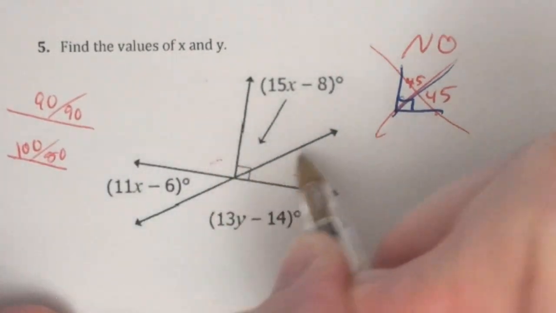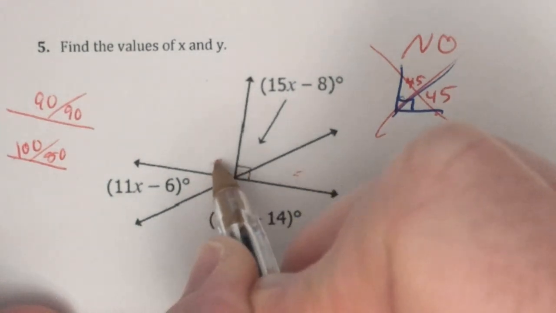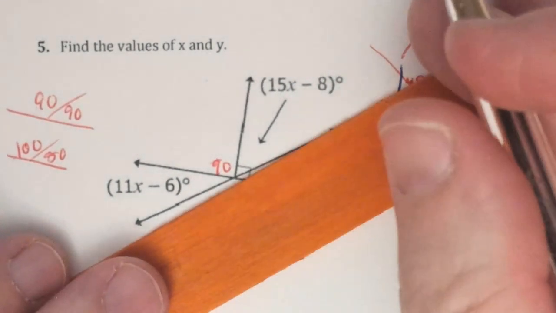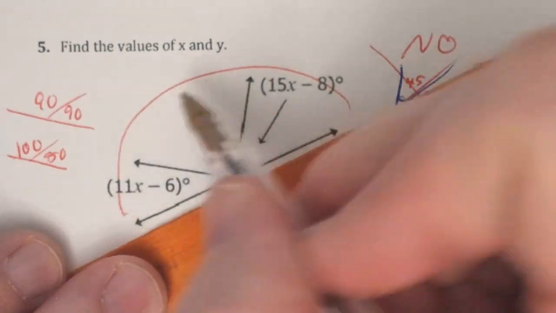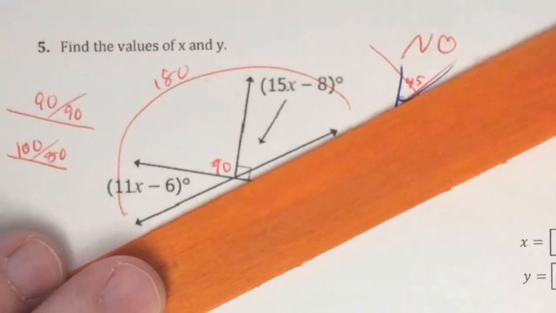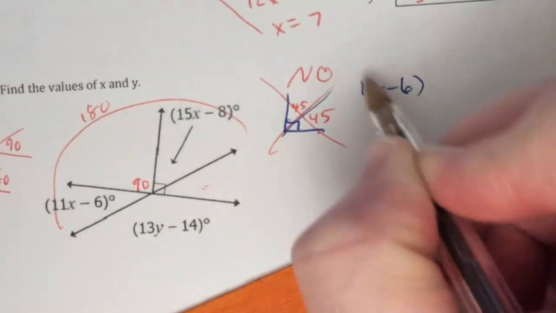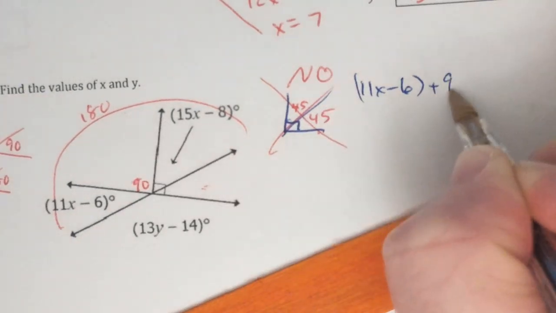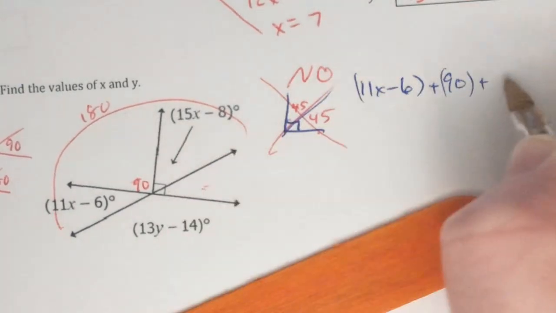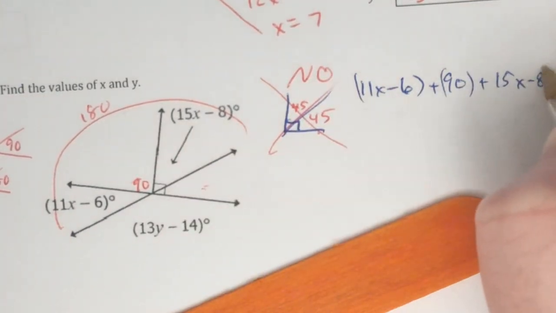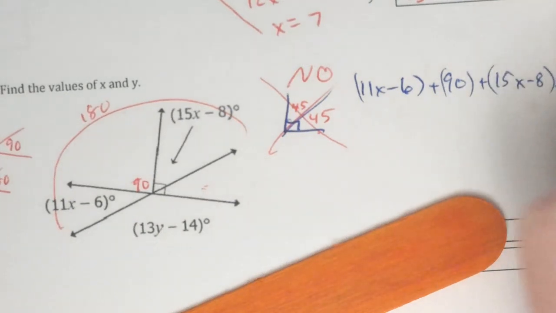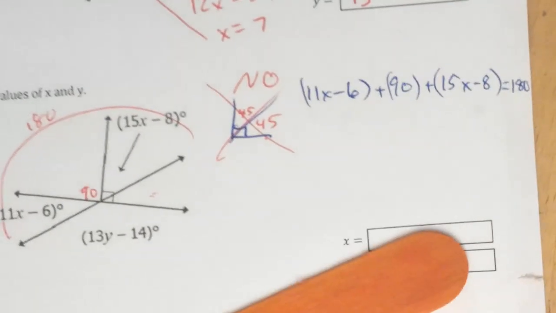Okay, but in this case, this is 90. This would also be 90. So altogether, they make 180 degrees. So one way we could do this is to go, hey, 11x minus 6 plus that 90 plus that 15x minus 8 is equal to 180. That is one way to do this.